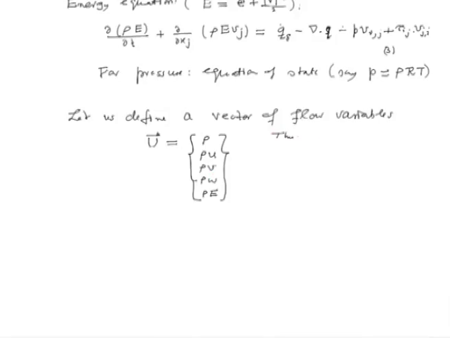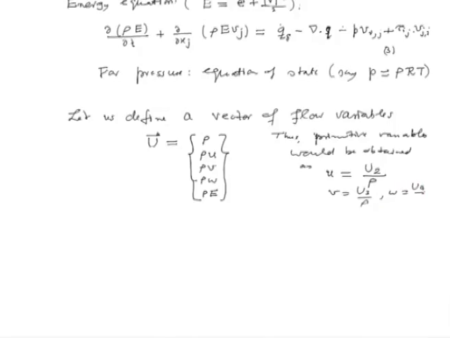So thus our solutions at primitive variables would be obtained as: u, that would be the second component of vector U, so let us call it u2 by rho, where rho is u1, v is equal to u3 by rho, w is equal to u4 by rho, and capital E would be u5 by rho.